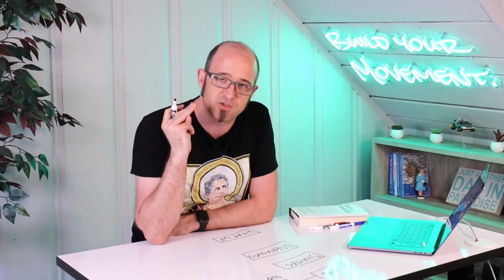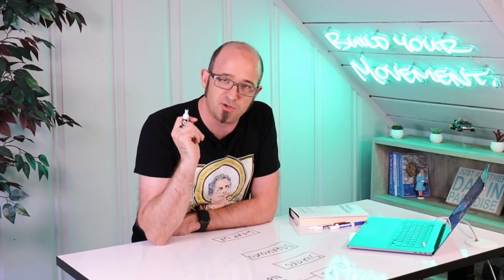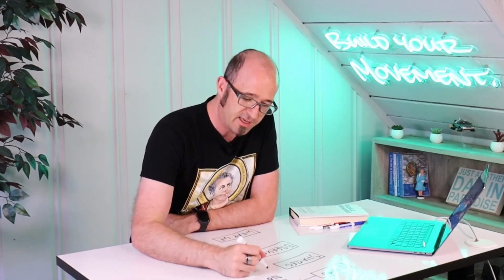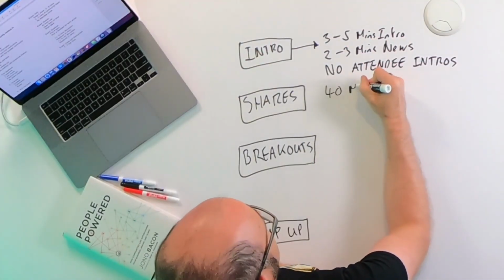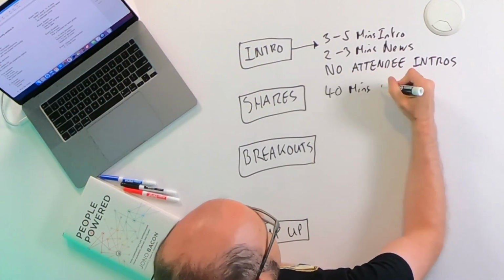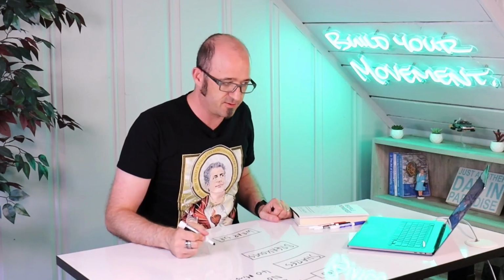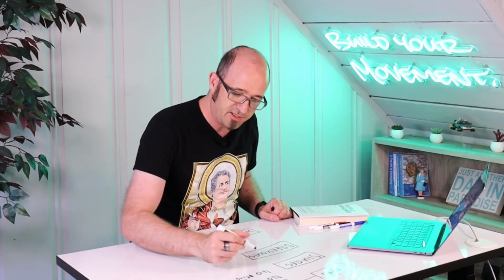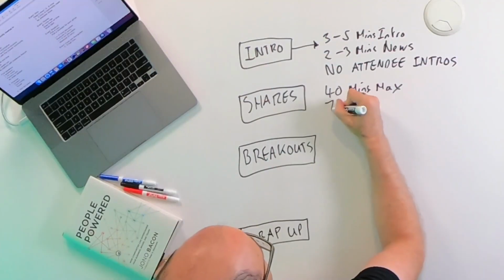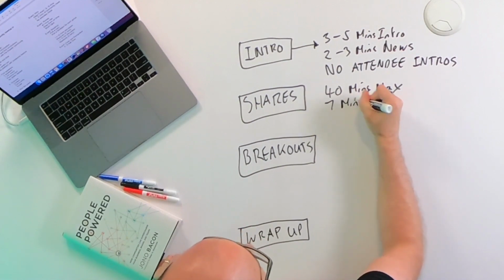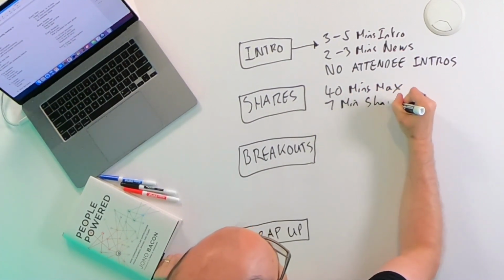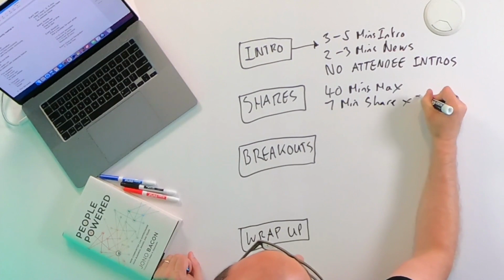So you remember our 3 speakers that we talked about earlier on, okay? They're going to do their 7-minute share. So what you're going to do is this is going to take 40 minutes max, okay? So you want to get through all 3 shares in 40 minutes, right? So you're going to have a 7-minute share, right? And there's going to be 3 of them.